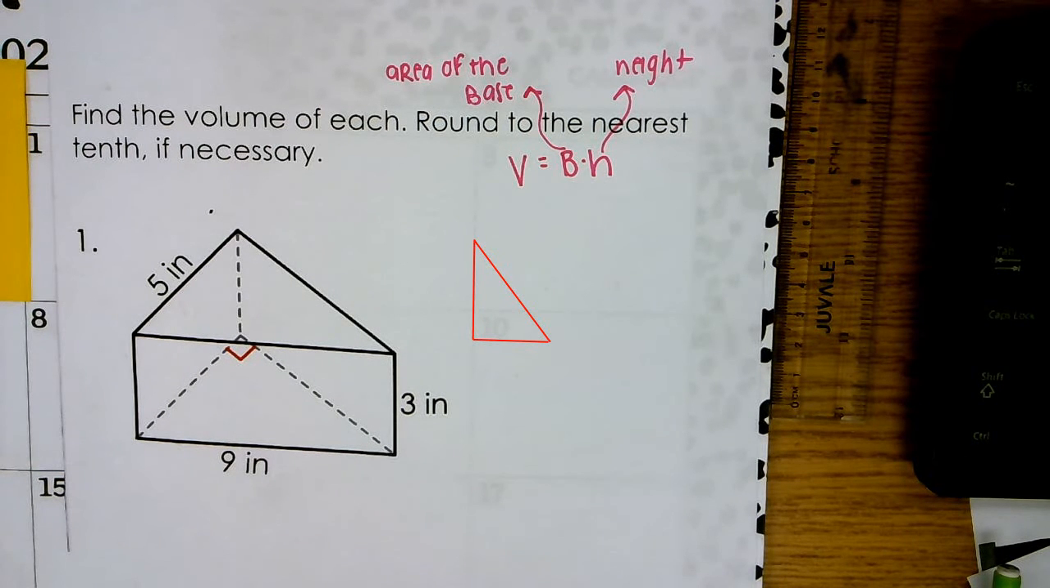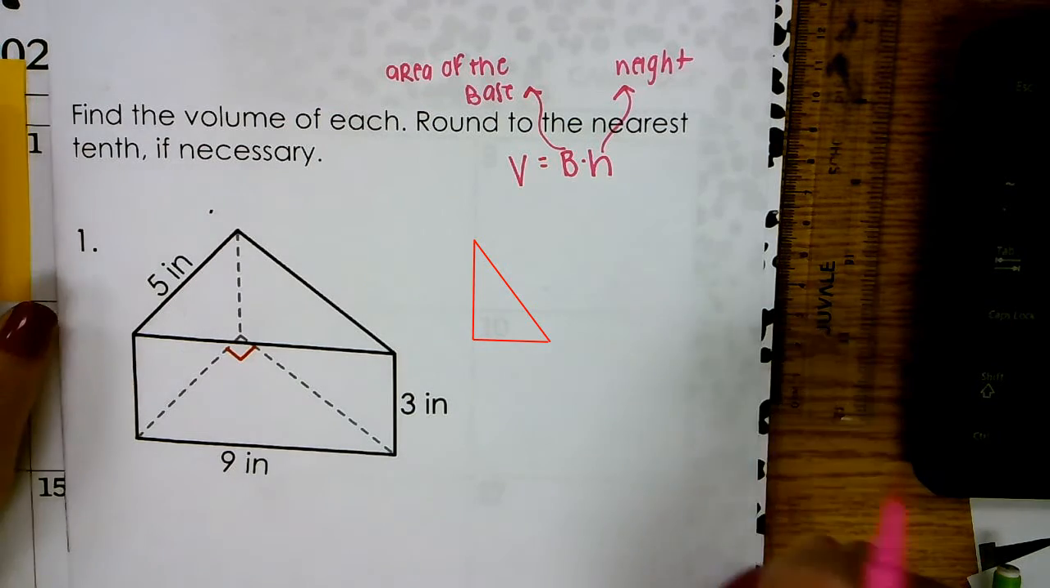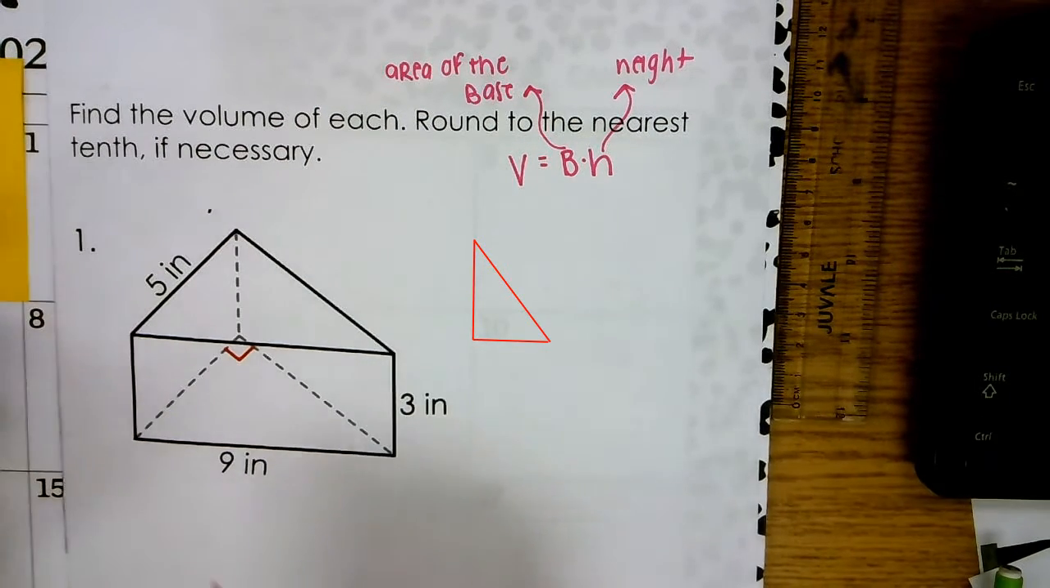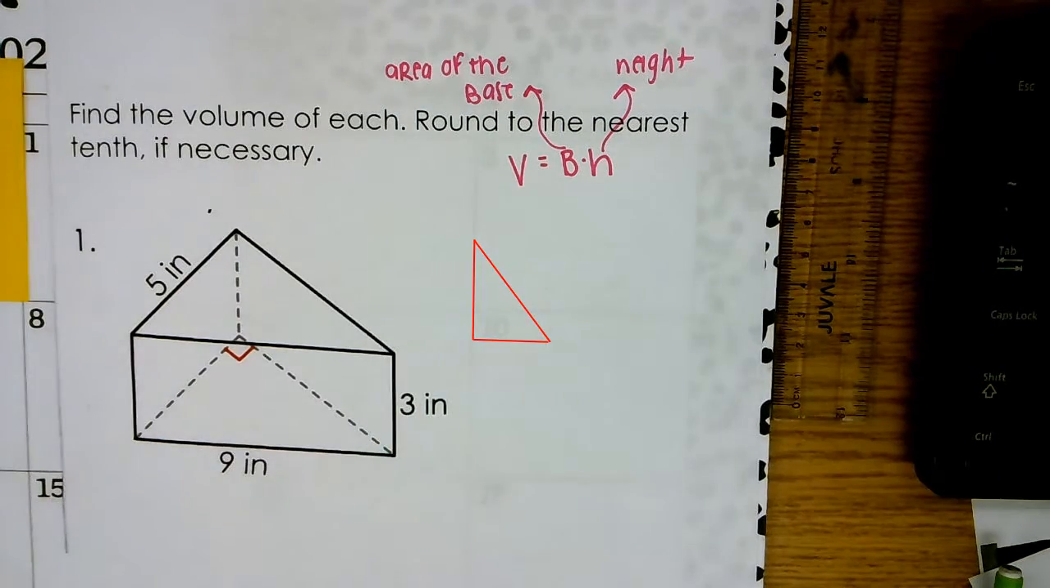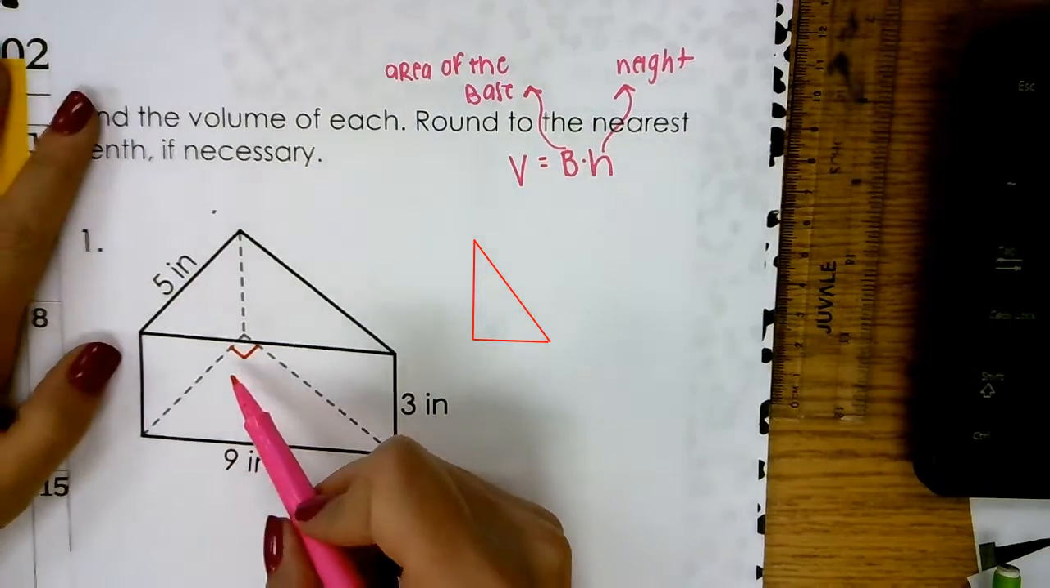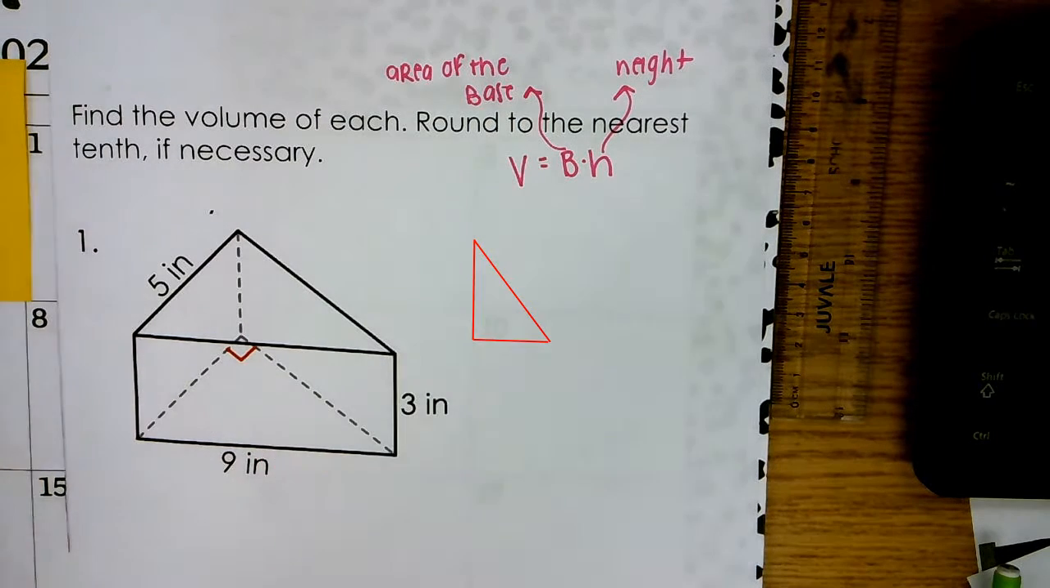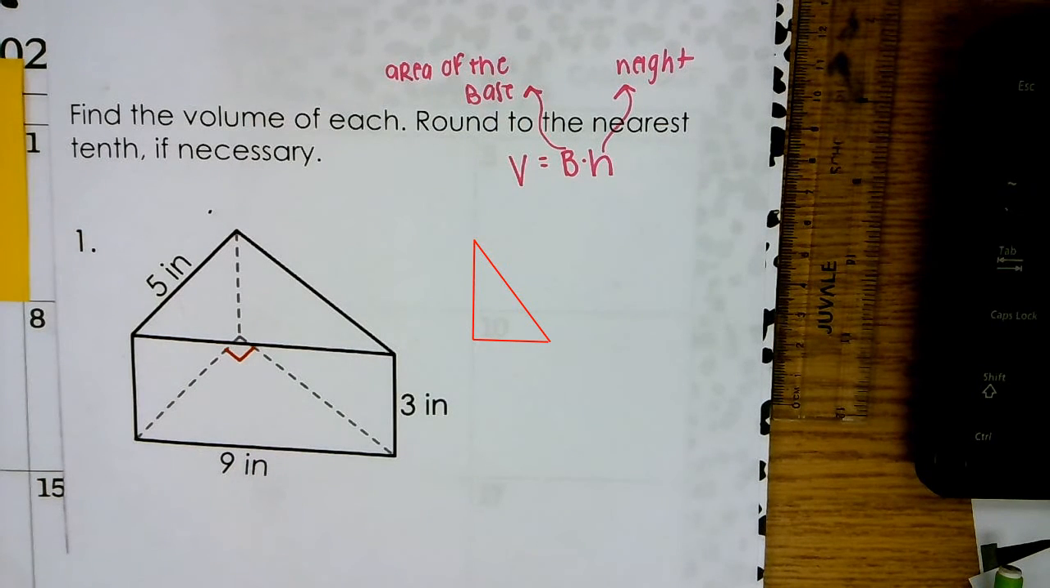Alright, so this problem says find the volume, round to the nearest tenth if necessary. So, we have a right triangular prism here. It's a triangular prism, and it's a right triangular prism because we see on our base here is a right triangle. So remember, the volume for any 3D figure is equal to the area of the base times the height.